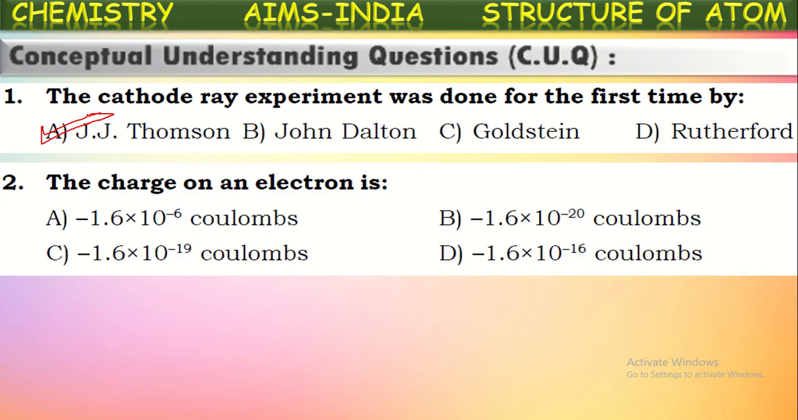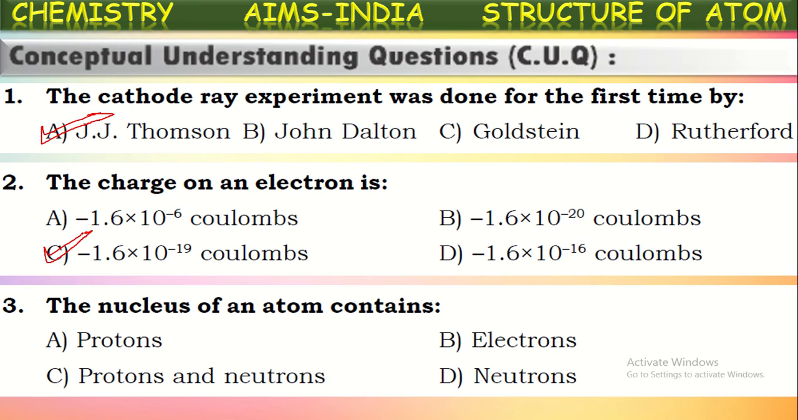The charge on an electron is, what is the charge of an electron? It is 1 unit negative actually. So to say quantitatively, it is equal to minus 1.602 into 10 to the power of minus 19 coulombs. Okay, this is here 1.6 into 10 to the power of minus 19 coulombs. This is the charge of an electron.